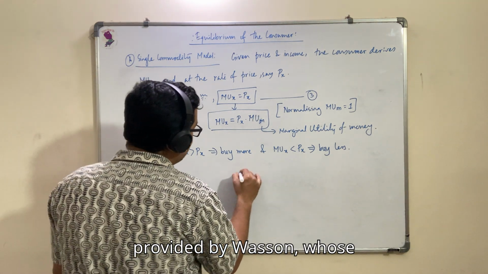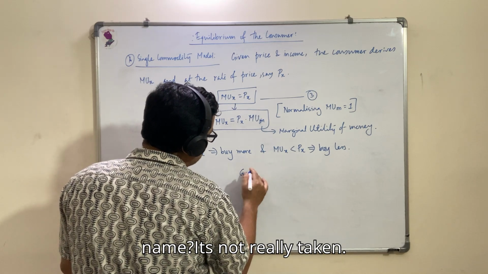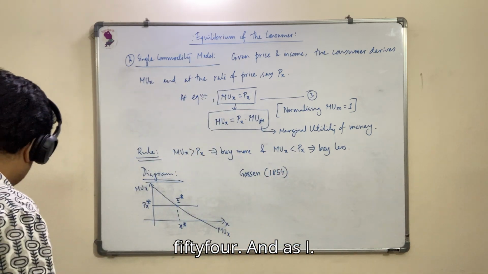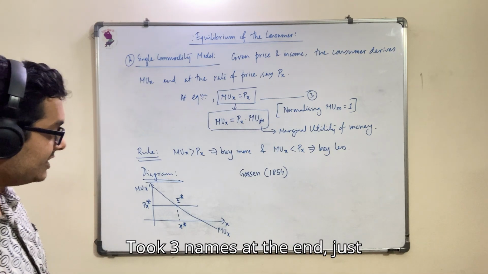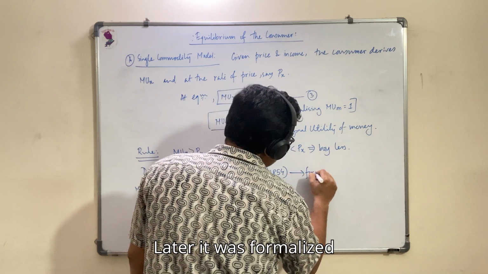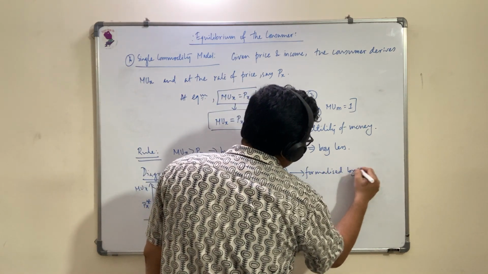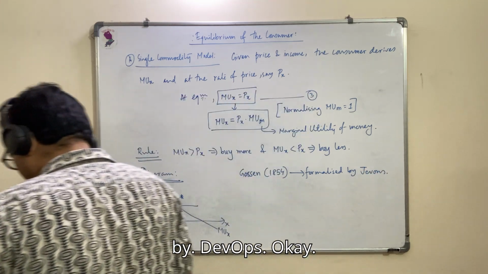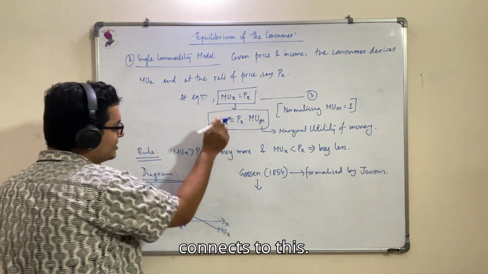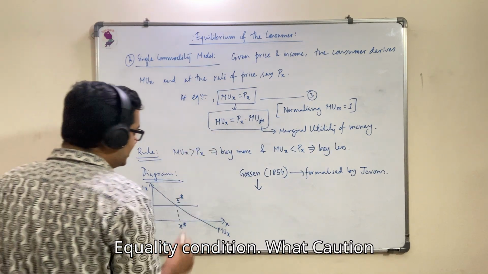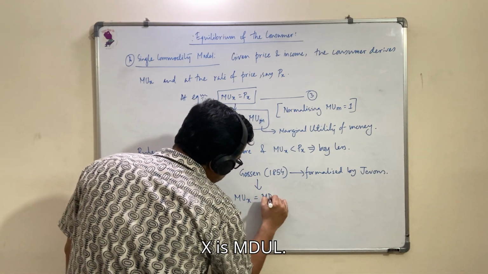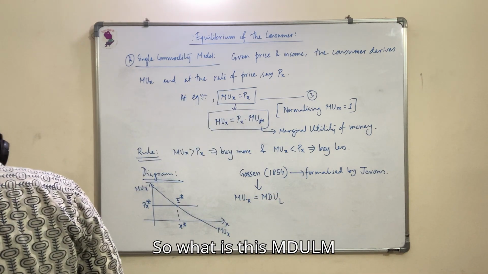Okay, now this was first provided by Gossen, whose name is not really taken nowadays much, in 1854, and as I took three names at the end, just a bit before, later it was formalized by Jevons. Okay, and Gossen's version more connects to this equality condition. What Gossen wrote is basically that MUX is MDUL. So what is this MDUL?